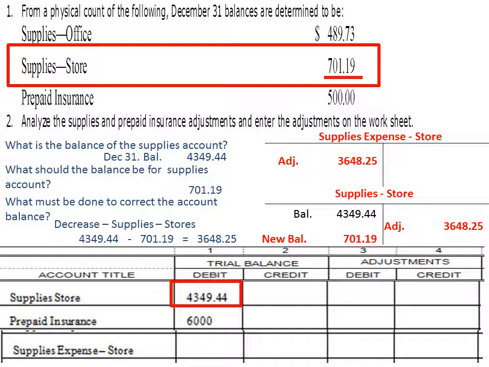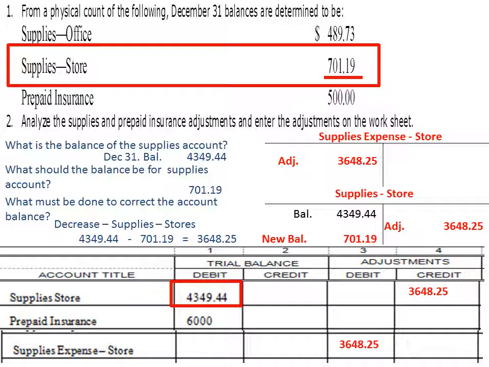As we move into the worksheet, we're not going to use the trial balance column anymore. Rather, we're going to use the adjustment column. We'll do the first one with our supplies store, which is $3,648.25. We will put it as a credit because that is the adjustment showing how much we used. And then we'll use supplies expense store, $3,648.25 as a debit because it is an expense account, and expense accounts have a debit normal balance.